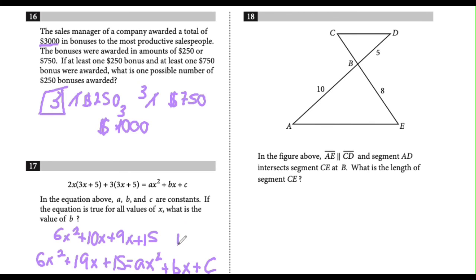And if you notice, b is the coefficient in front of x, so we need to find the coefficient in front of x, which in this case is going to be 19. So we can say that b is going to be equal to 19.